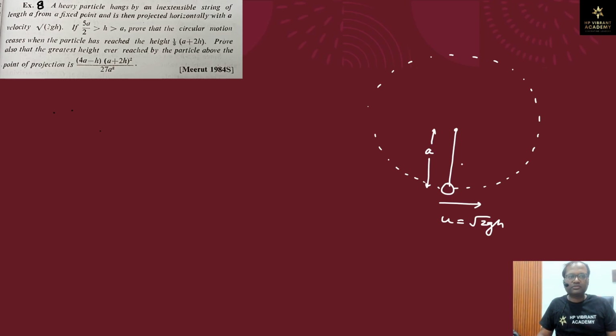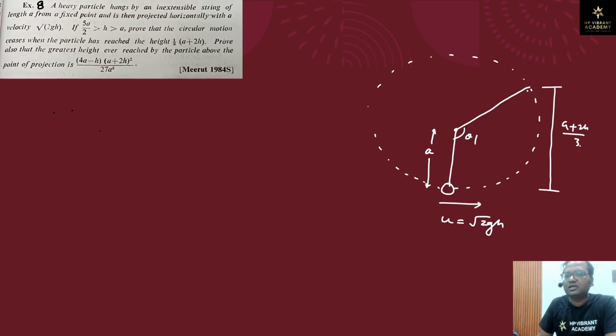What is given in the question is that if pi a upon 2 is greater than h greater than a, prove that the circular motion ceases when the particle has reached the height of a plus 2h upon 3. So let us consider this angle as theta 1. What we have to show is that the circular motion ceases when it reaches a height of a plus 2h upon 3 from the point of projection. So in the first part we have to show this.